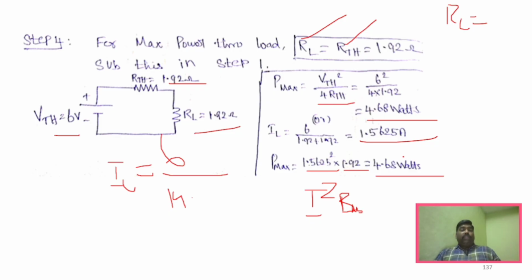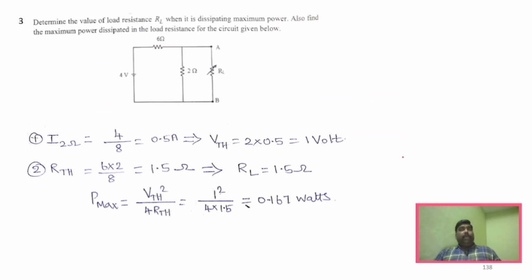So today what we have seen is a problem in the maximum power transfer theorem, right? And we will see another problem here, which is a very simple problem. Here, determine the value of load resistance RL when it is dissipating maximum power, using the maximum power transfer theorem, right? For the maximum power transfer theorem, the first step is that you need to draw the equivalent circuit, correct? So you draw the equivalent circuit.